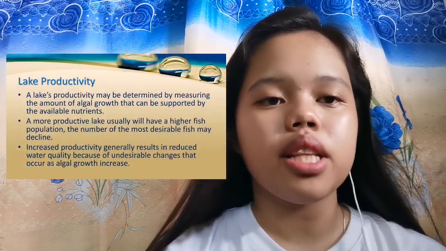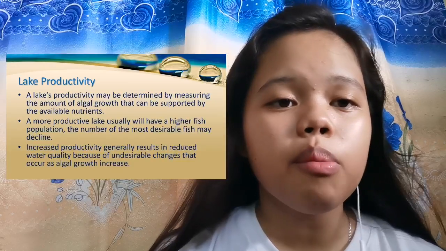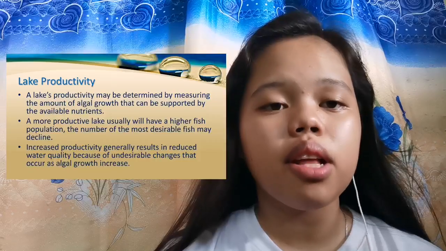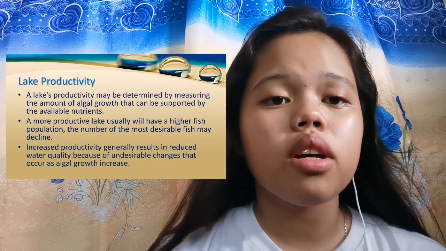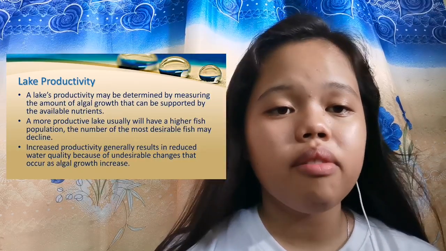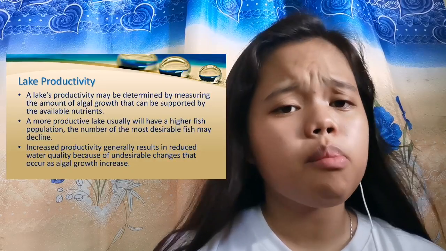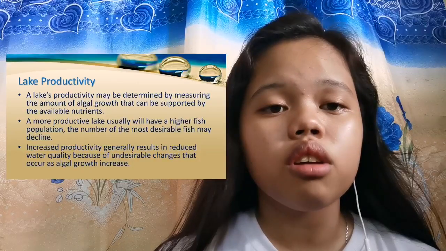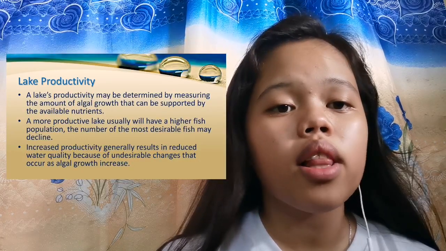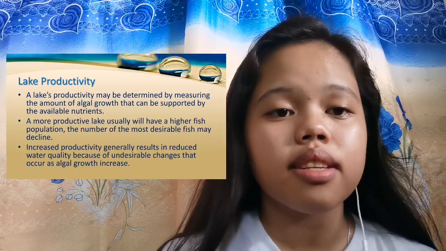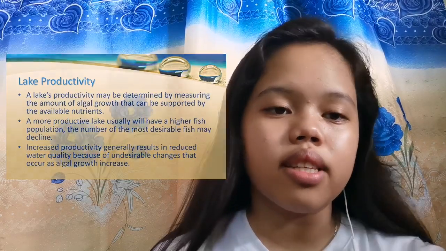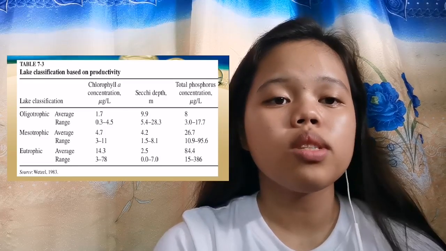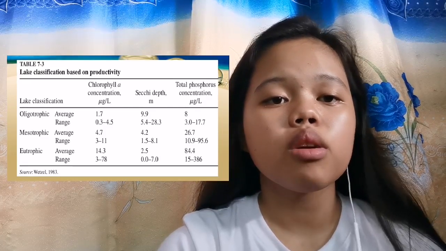Lake productivity. A lake's productivity may be determined by measuring the amount of algal growth that can be supported by the available nutrients. A more productive lake usually will have a higher fish population. The number of the most desirable fish may decline. Increased productivity generally results in reduced water quality because of undesirable changes that occur as algal growth increases. Table 7.3 shows lake classification based on productivity.